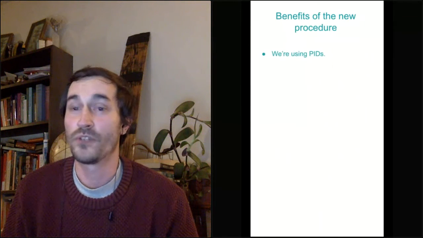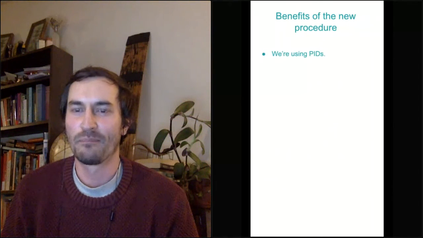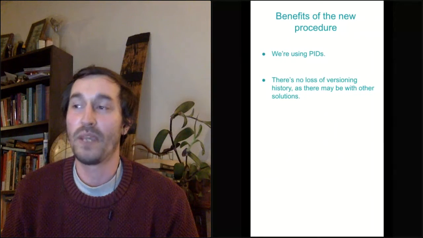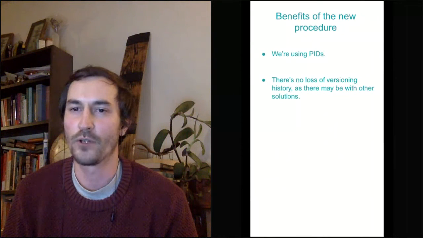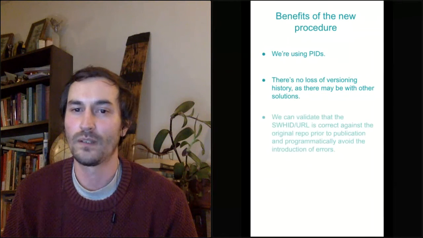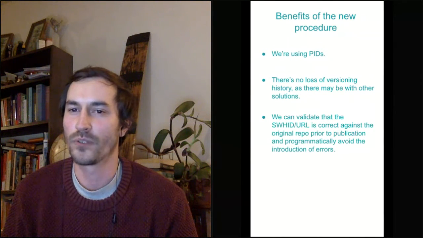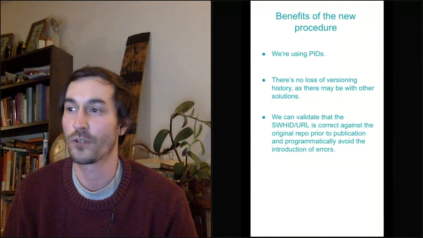First and foremost, we're using PIDs, which we weren't previously, so that's a good thing, obviously. Another benefit is that we retain one of the main benefits of the previous solution, that is that the versioning history of the code is retained. And as I've said, we can programmatically ensure that the content has been added correctly to the article, avoiding the potential introduction of errors.